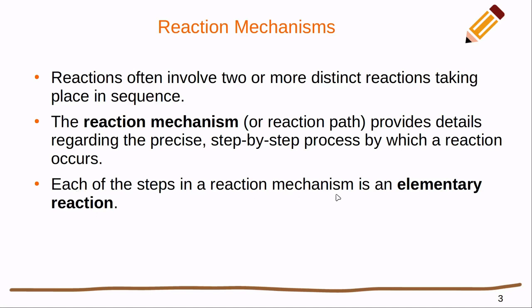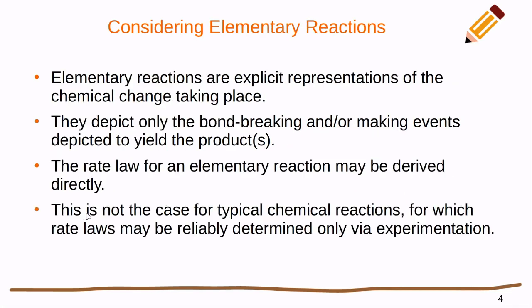Each of the steps in the reaction mechanism is what we call an elementary reaction. Elementary reactions are explicit representations of the chemical change taking place. They're depicting the bonds that are breaking and the ones that are being made in order to yield our products. The rate law for an elementary reaction may be derived directly, so that's a big difference from a net chemical reaction. We weren't able to derive the rate law directly from those, but if we know the elementary reactions, we actually can. And I'm going to show you in just a little bit what that looks like.